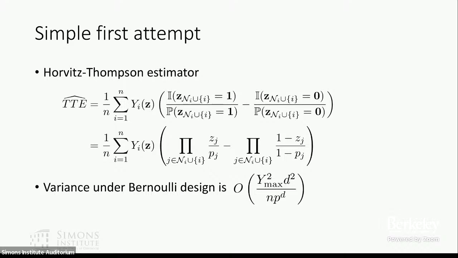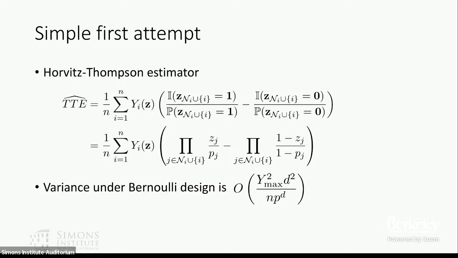This is an unbiased estimator, first of all, by construction with the inverse propensity scores. But the variance, you can see, scales with p to the d, where d is the degree of the node. And so it has an exponential blow up in the degree of the individuals in the graph, and that ends up being very costly.